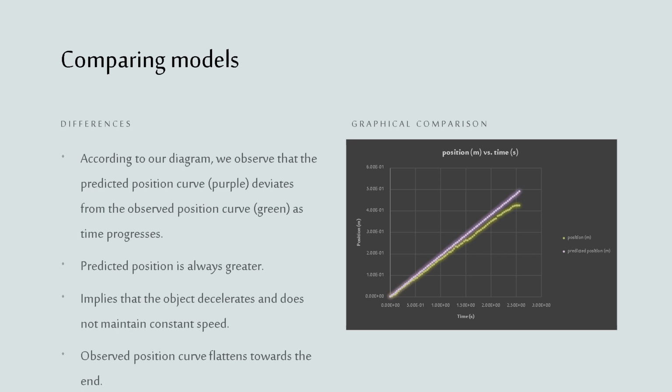According to our diagram, we observe that the predicted curve in purple deviates from the observed curve as time progresses. Secondly, we also observe that the predicted position curve is always greater than the observed position versus time curve. This implies that the object actually decelerates and does not maintain its constant speed. Something else that we observe is that the position curve appears to flatten towards the end, which further supports the hypothesis that the object does not maintain its constant speed.